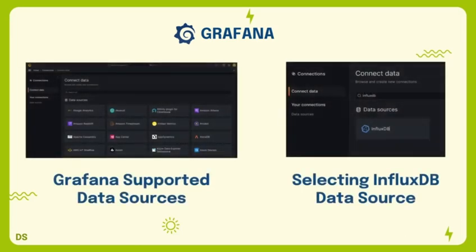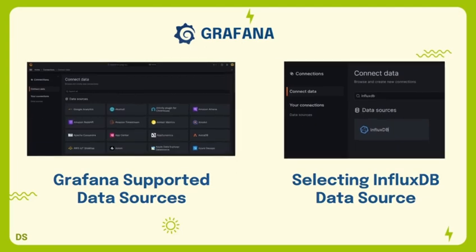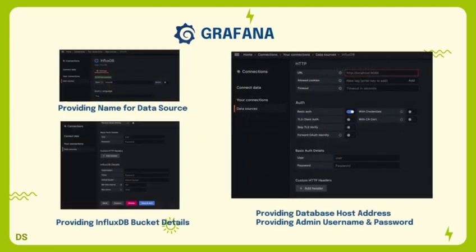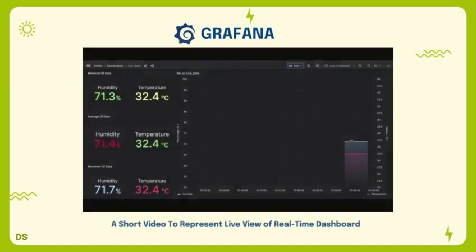After this, we have to select data sources, as Grafana supports multiple data sources like InfluxDB, PostgreSQL, etc. While we are using PostgreSQL, we can run its query through the UI. Here we have provided the name for the data source, the host address, username, password, and the InfluxDB bucket details.